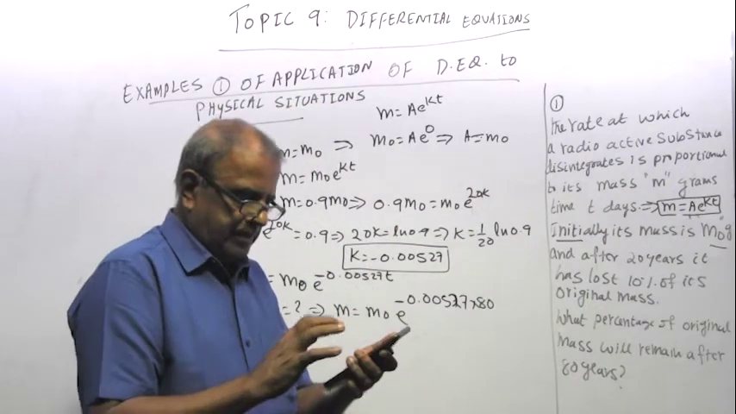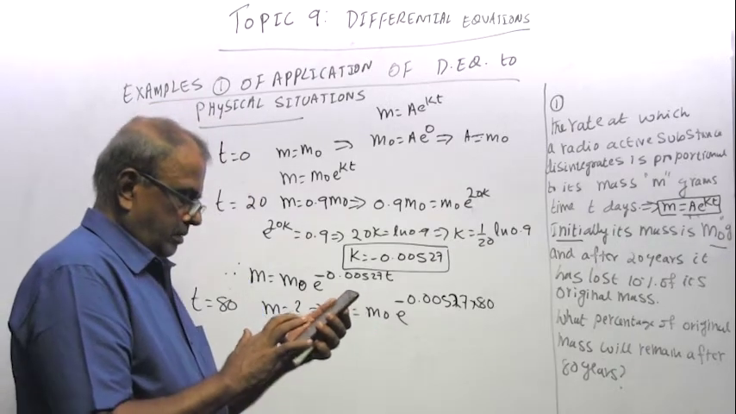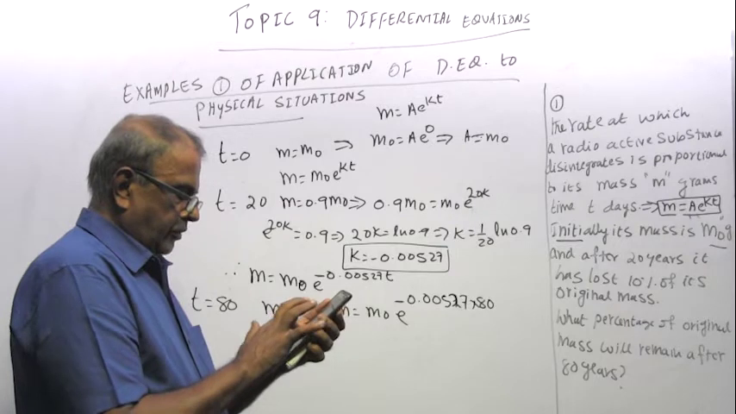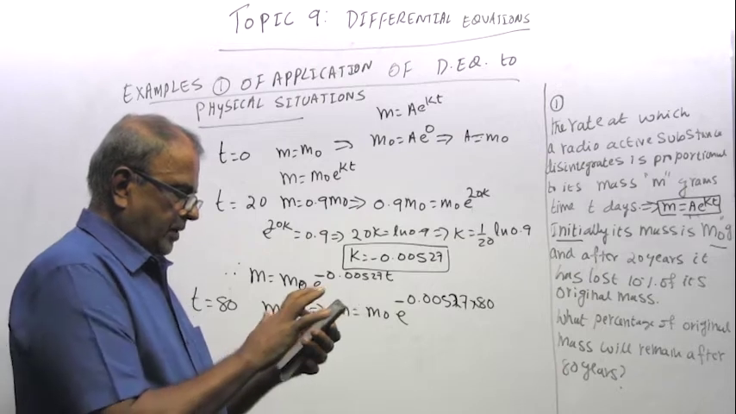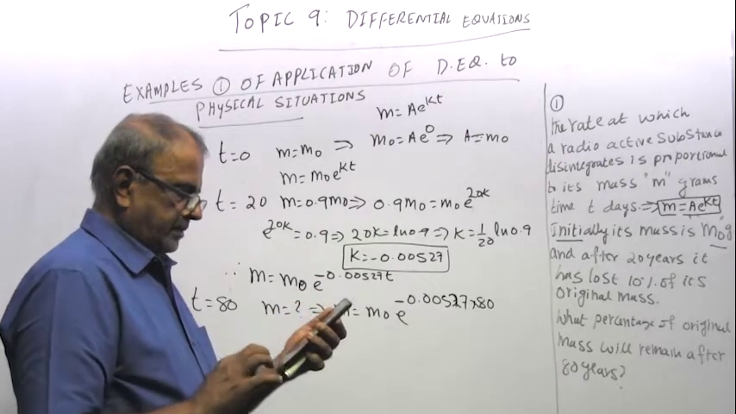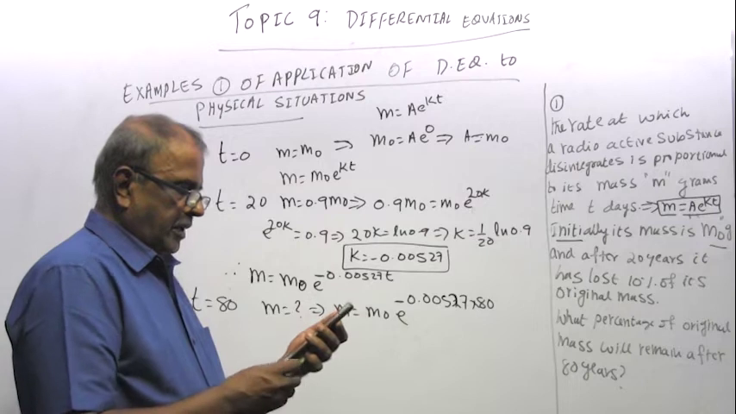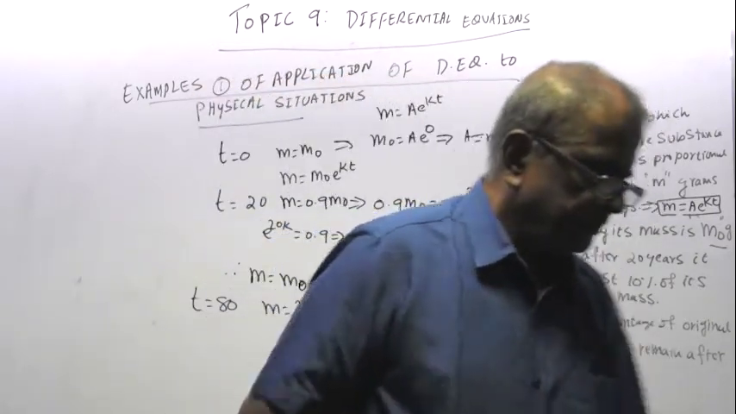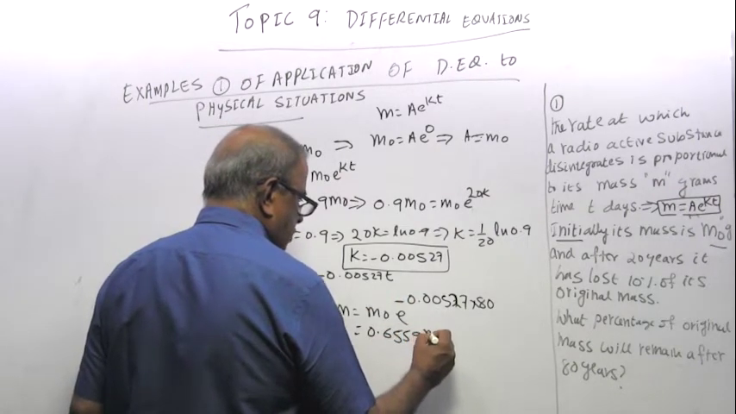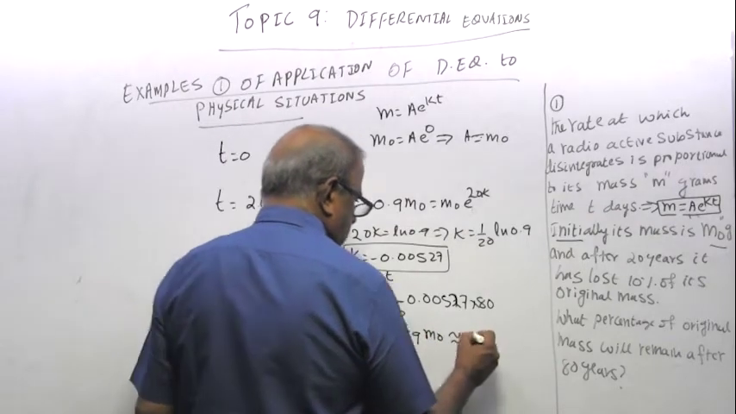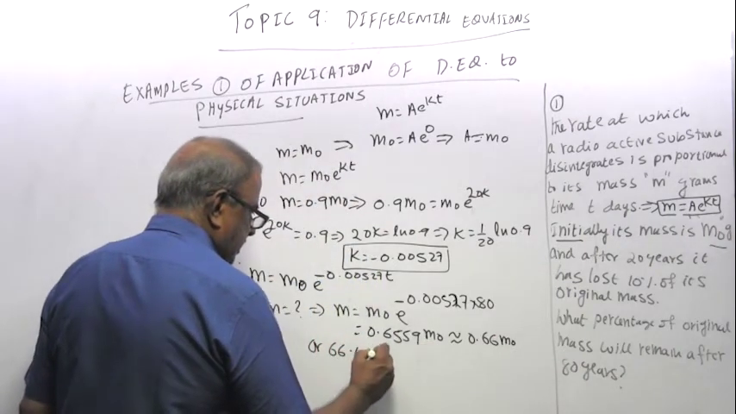I need to use my calculator. Minus 0.00527 times 80, then shift ln, answer equals 65.59, so 0.6559 m naught, approximately 0.66 m naught, or 66% remaining.